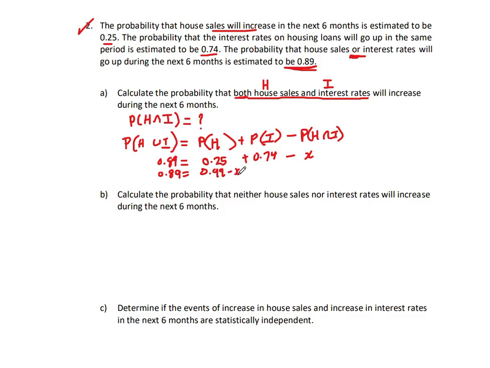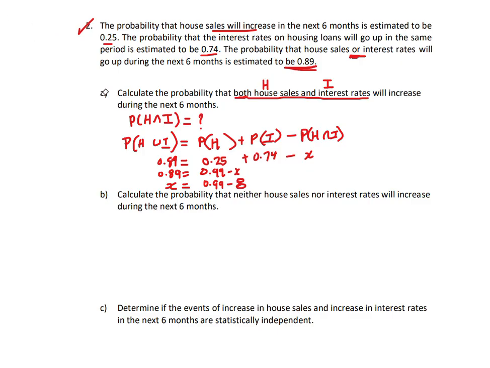Okay, now in order to make the negative X here positive, I'm going to bring it to the other side of the equation because it's easier to solve for unknowns when they are positive. And then I'm going to bring the 0.89 to the other side of the equation. It's positive on the left side of the equation, so it's going to be negative when it goes on the other side.